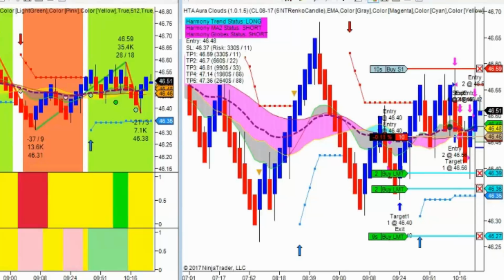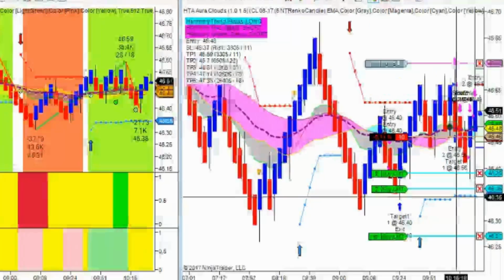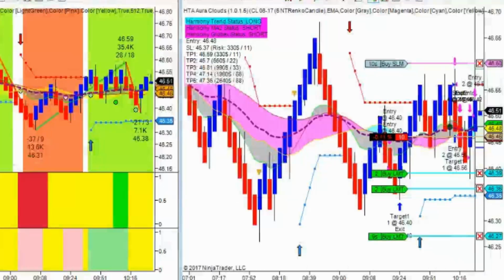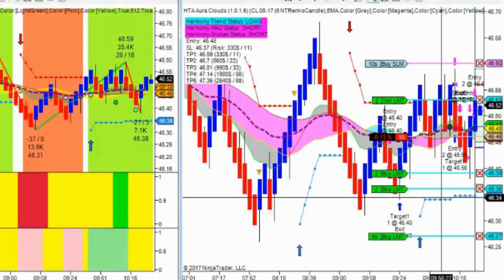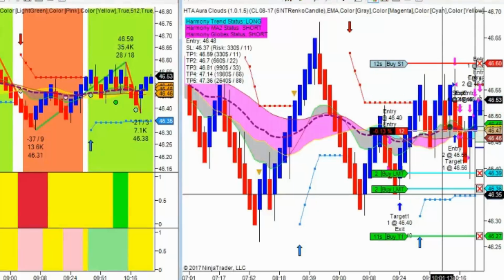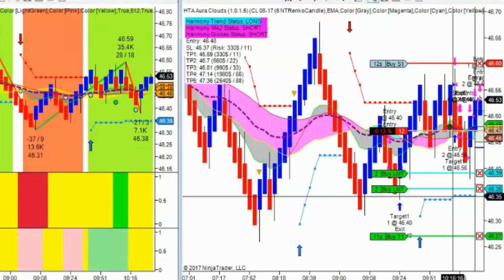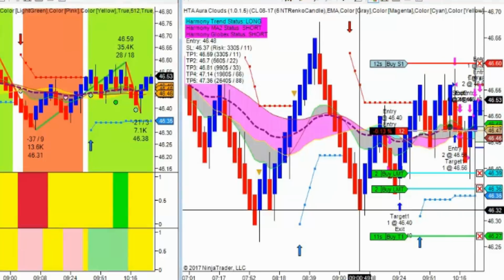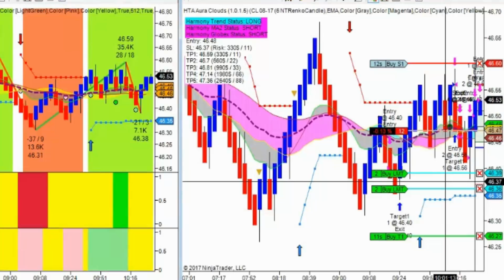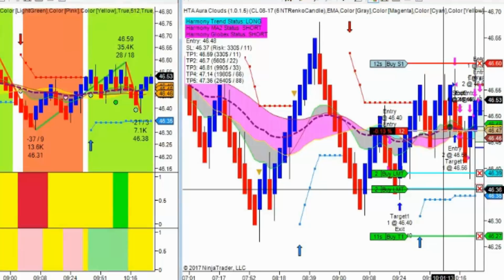With 10 contracts, any blip can be a significant amount of money. I'm going to add a little bit more here. I'm good as long as we don't start breaking 55. I'll add a little bit, maybe go up to 15. This may be a 20 contract trade.